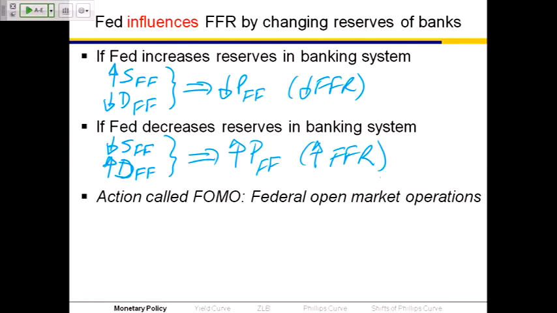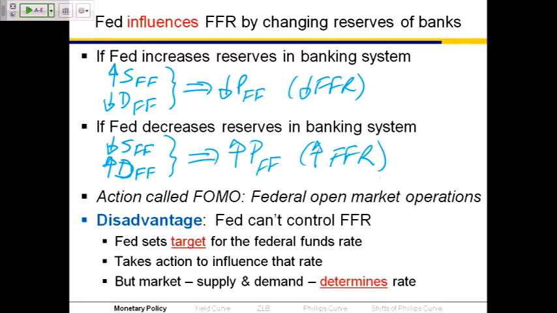So that's how the Fed traditionally has tried to influence the federal funds rate. It's called FOMO, or federal open market operations. It's purchases and sales of financial assets from individuals and from banks. Now, the disadvantage to this traditional strategy is the Fed can influence, but it can't control the federal funds rate. They can set a target for the federal funds rate, and they do. They say, we want the federal funds rate to be 1.75%, or 0.5%, or whatever. They can take action to influence the rate by increasing or decreasing the amount of reserves in the banking system, whichever way they need to go to get to the target.